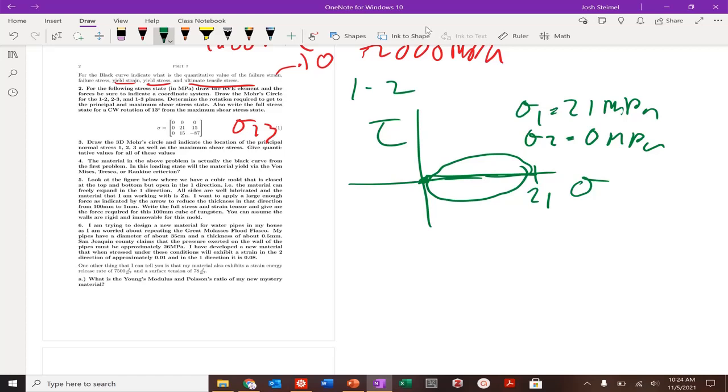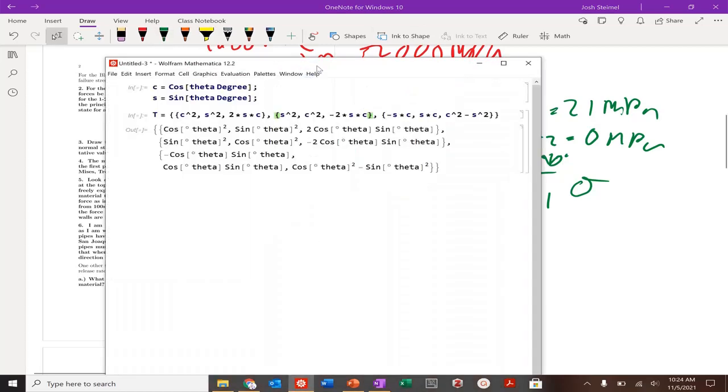Determine the rotation to get to principal and maximum shear stress state. So principal is 0, and to get to maximum shear, it's going to be 45 degrees, because again this is 2 theta equal to 90. Write the full stress state for a clockwise rotation of 13 degrees from the maximum shear stress state. So I can do the following now.